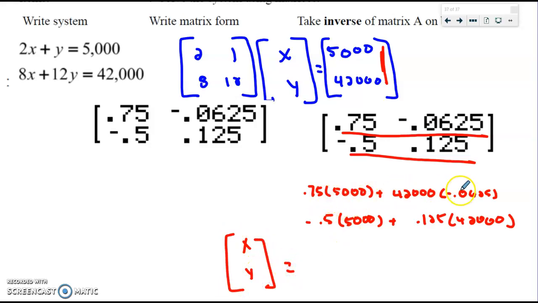When I add up all those values together, I get 1,125 and then I get 2,750. Check that because I might have made a mistake. But hopefully this helps. We'll talk more about this tomorrow. But that's how we use the matrix function of a calculator to help us solve systems of equations.